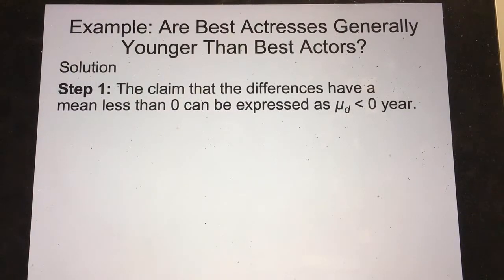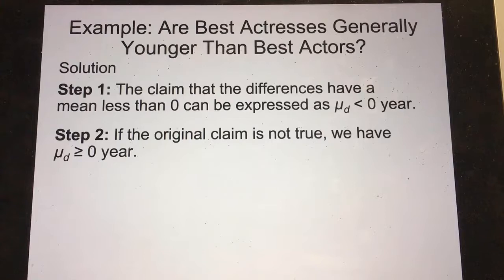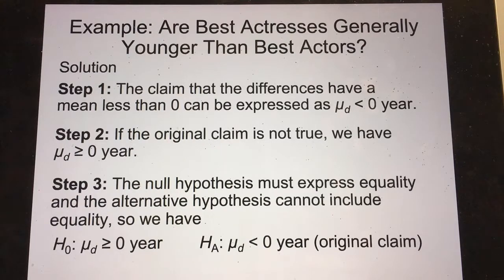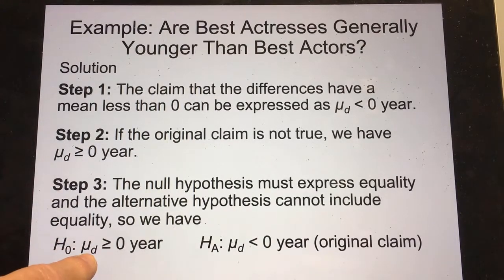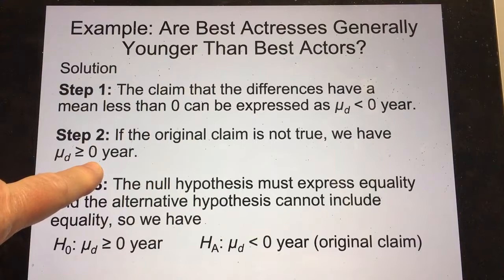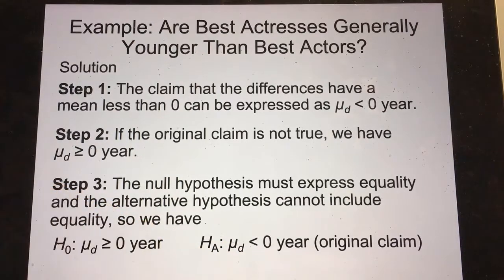All right, so step 1, the claim that the differences have a mean less than 0 can be expressed as mu of D is less than 0. If the original claim is not true, then we have mu of D is greater than or equal to 0. The null hypothesis must express equality, and the alternative cannot include equality, so mu of D greater than or equal to 0 is our, no, this is our H sub 0, excuse me, it's got the equality. This one is our H sub A, and this was our original claim.